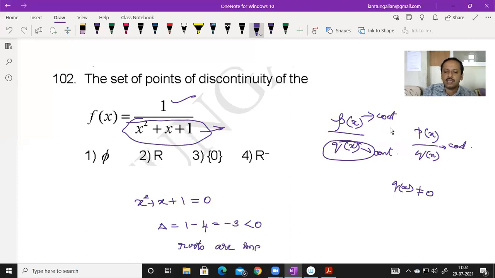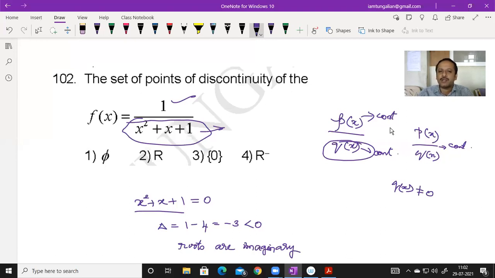So roots are imaginary means this quadratic equation will never become 0 for any real value of x. It will be 0 for imaginary values of x. Continuity and all we can only explain for real functions, not for imaginary functions, because for imaginary functions we cannot draw the graph. So for real x, x square plus x plus 1 will not become 0, which means x square plus x plus 1 is continuous everywhere. It is never equal to 0. Therefore 1 by x square plus x plus 1 is also continuous everywhere.